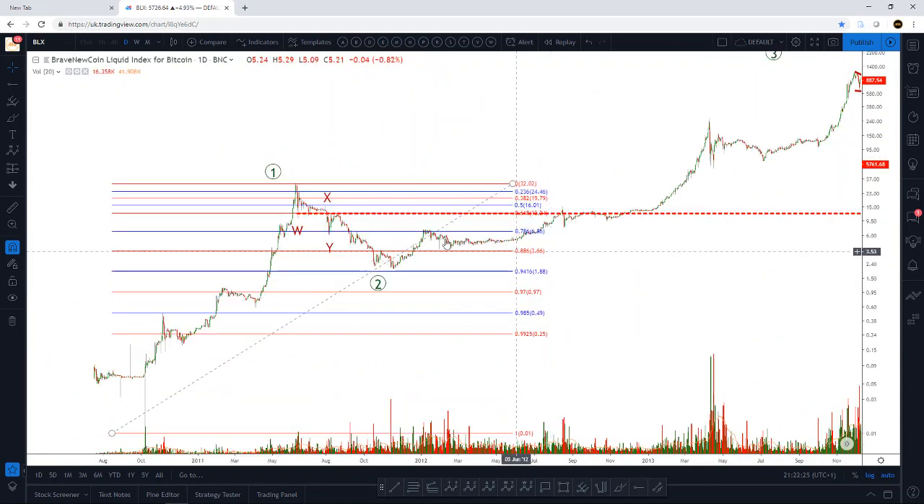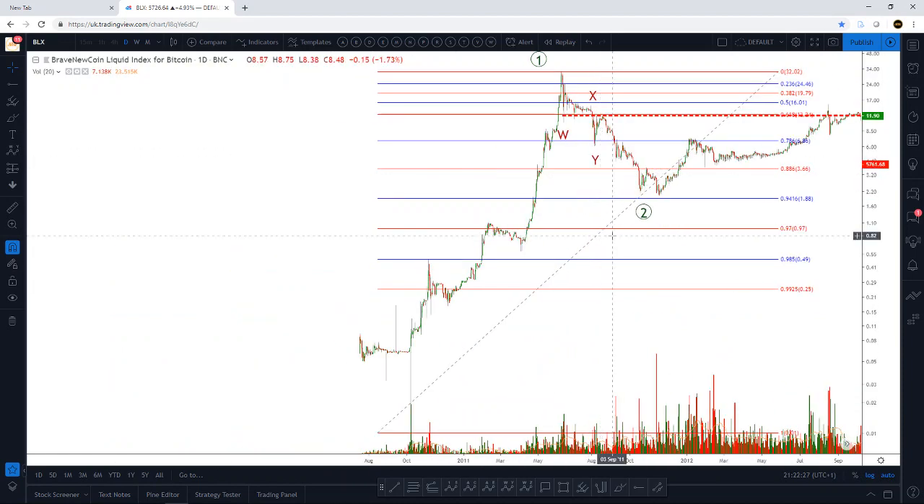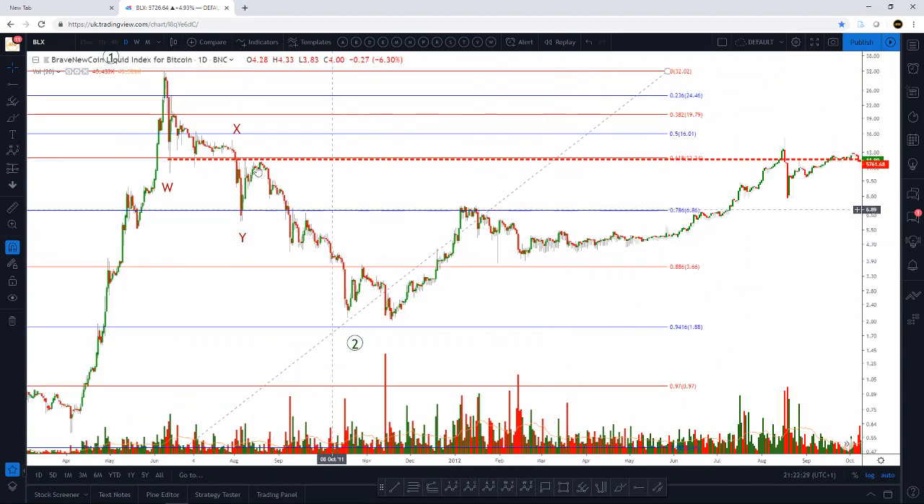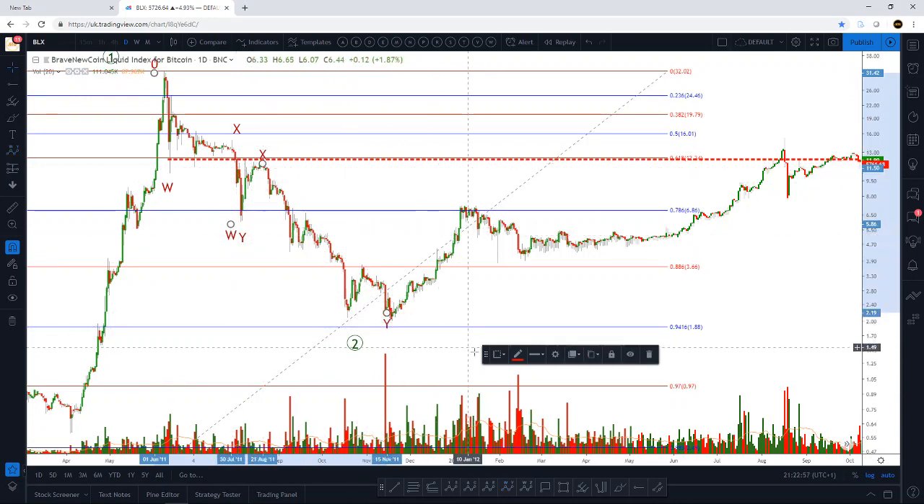And again, if we come across to this price action here, so if that's our WXY, so that could be our first W, and that would be our X. So basically the WXY makes up a larger scale W. So just drawing this on the chart. So that'll be our W, X, and then Y down to here.